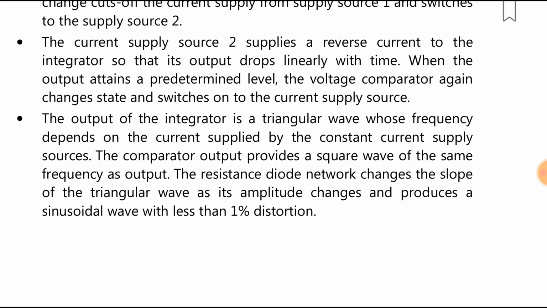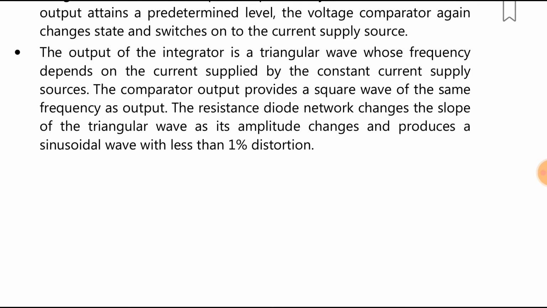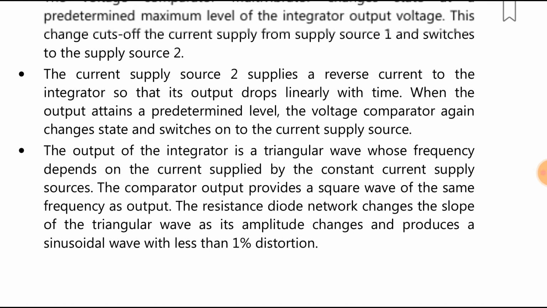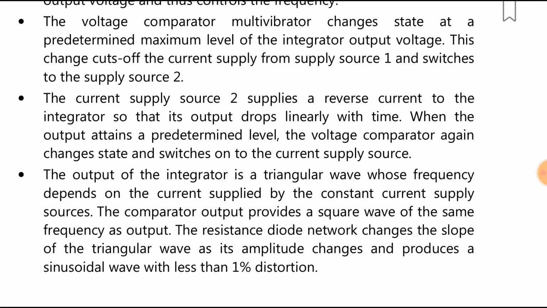When the output attains a predetermined level, the voltage comparator again changes the state and switches on to the current supply source 1. The output of the integrator is a triangular wave whose frequency depends on the current supplied by the constant current supply source. The comparator output provides a square wave of the same frequency as output. The resistance diode network changes the slope of the triangular wave as its amplitude changes and produces the sinusoidal wave with less than 1% distortion.